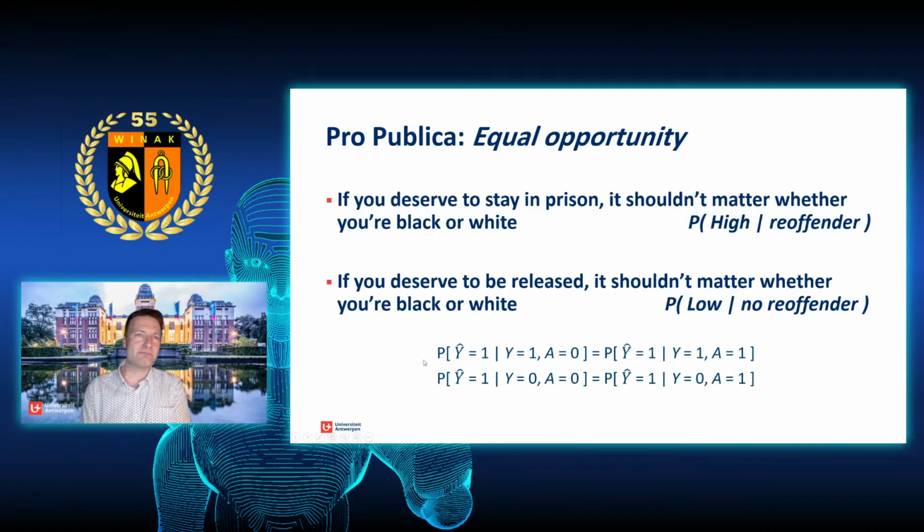And this can then be translated mathematically. I just put it here. It's not important that you exactly understand what the formulas are, but basically we want to learn a label y hat, which is close to the label y that we want to predict, such that the probability that you get y hat equal to 1, the high risk score, given that you are a reoffender, does not depend on A, our sensitive attribute, the ethnicity. And the same for if your true label is 0: whether you get an alternative punishment or not should not depend on your ethnicity.